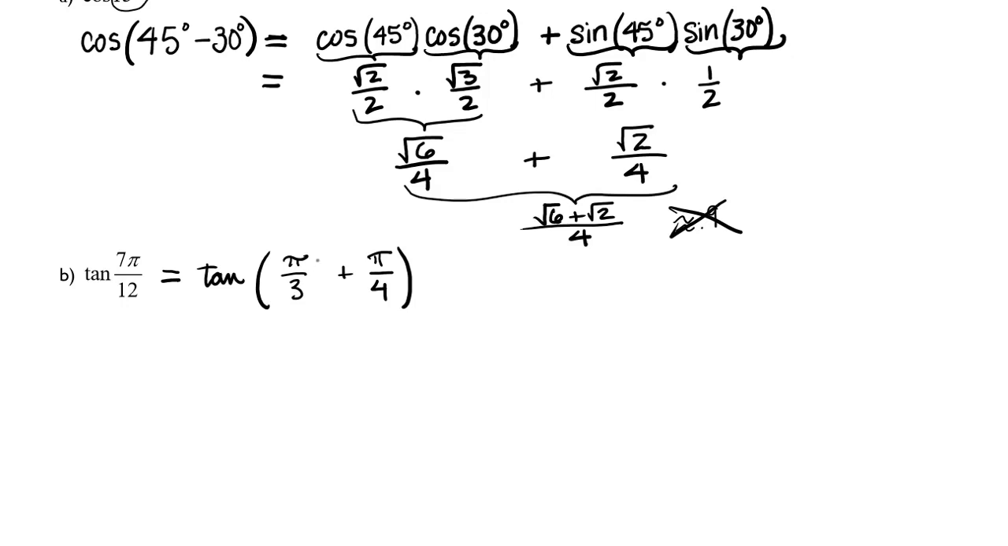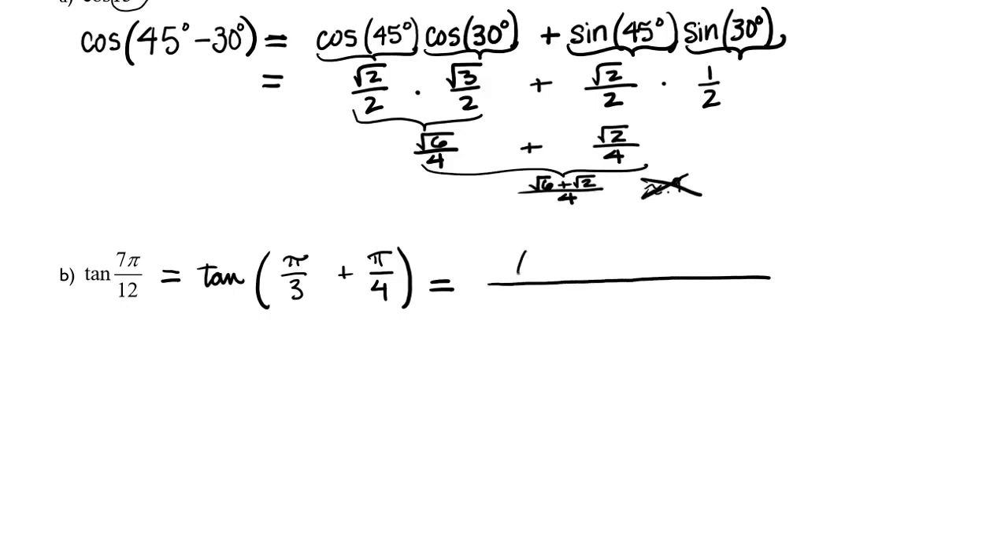So I'm going to take tangent of pi over 3 plus pi over 4 and use the formula that we talked about previously. So the formula says take tangent of the first angle plus tangent of the second angle, and then do the opposite, so in the denominator, 1 minus the product of the two, tangent of pi over 3 times tangent of pi over 4.